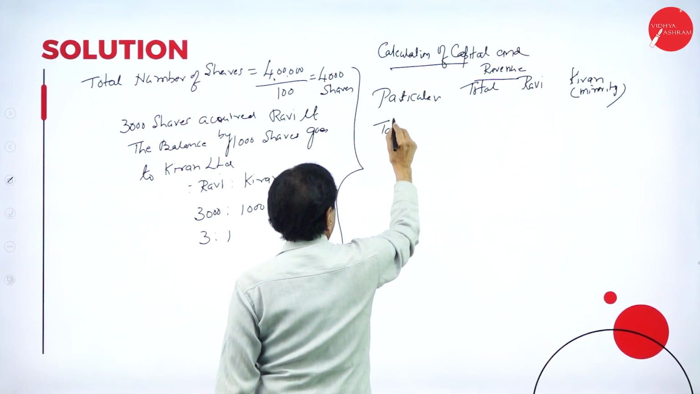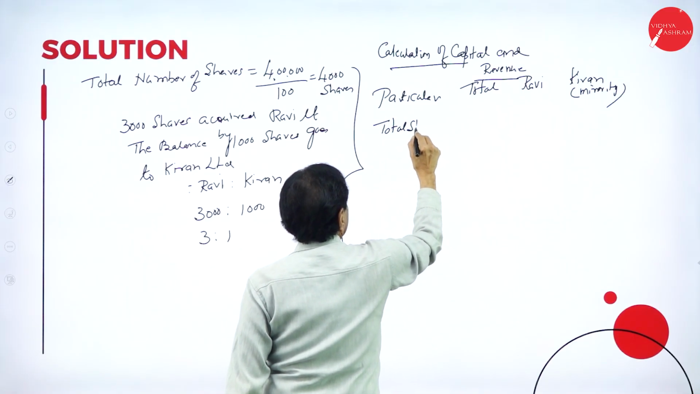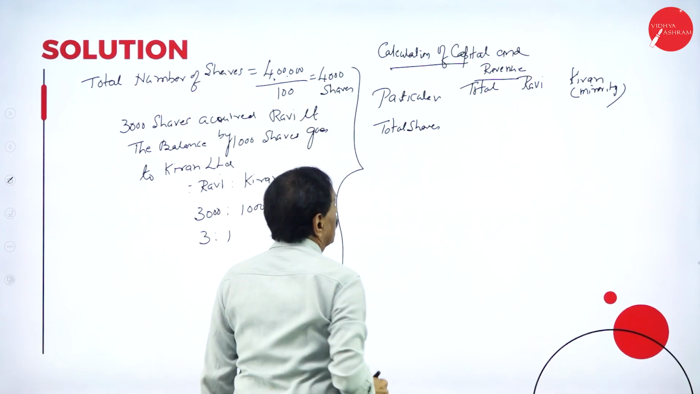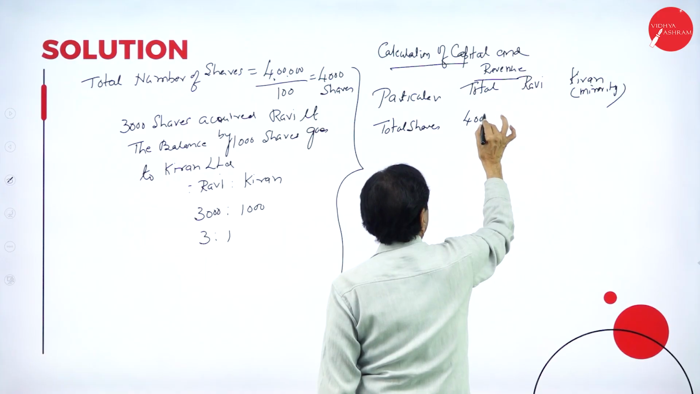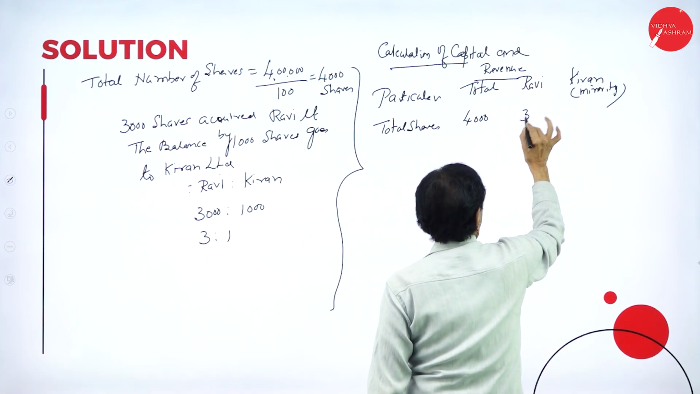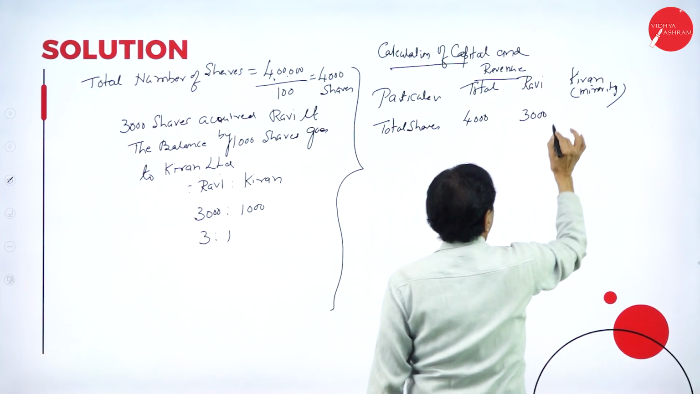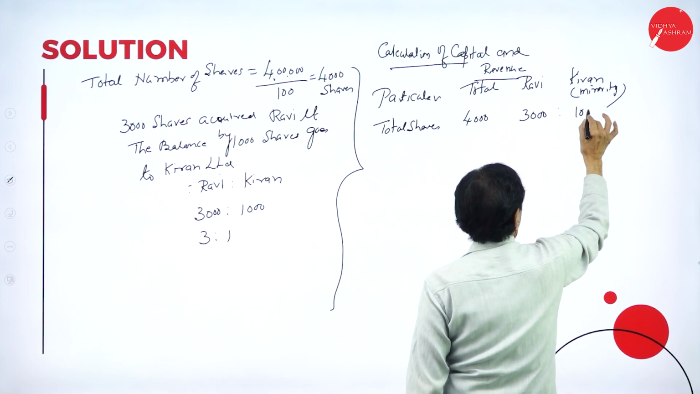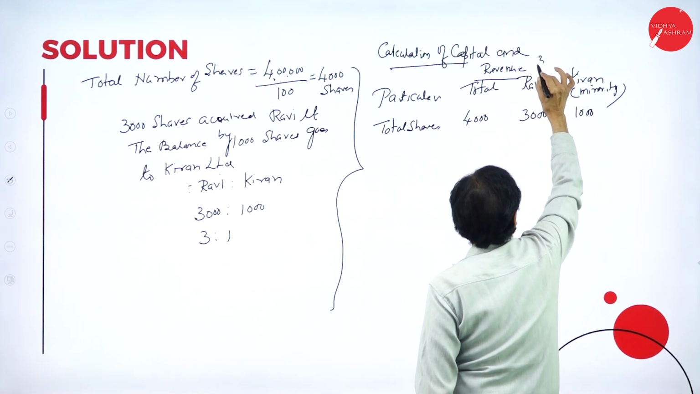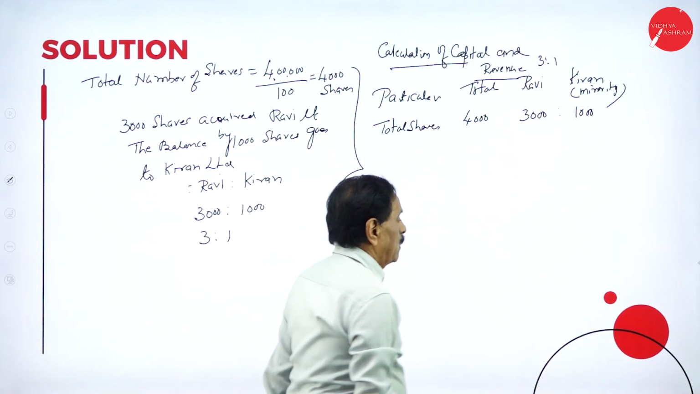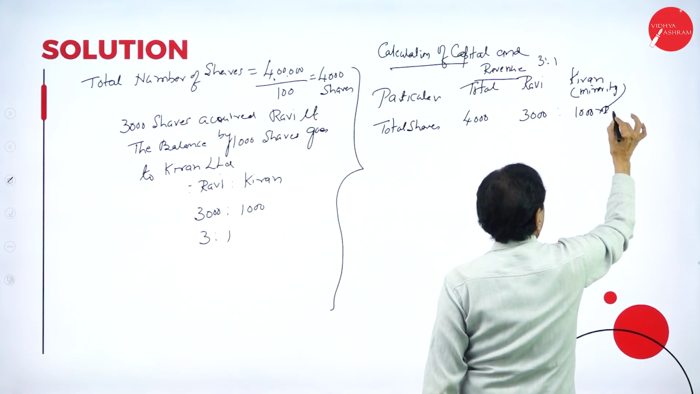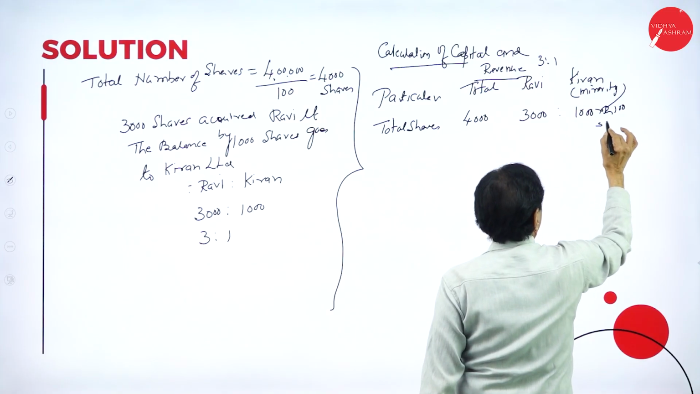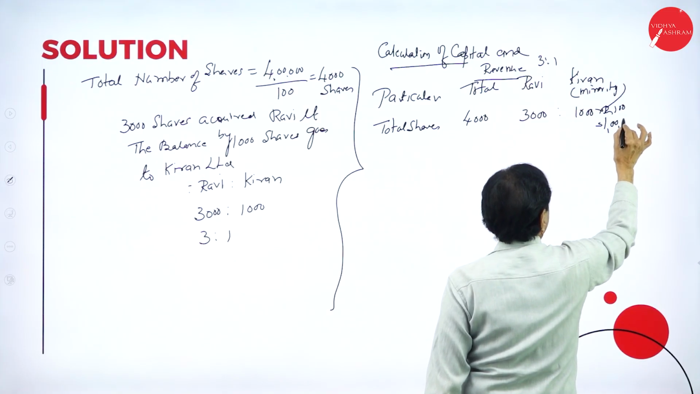Total shares 4,000. 3,000 taken by Ravi, 1,000 goes to Kiran. What's the value of the share? Rupees 100. It becomes 1 lakh.